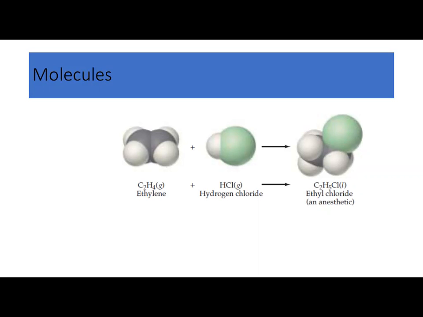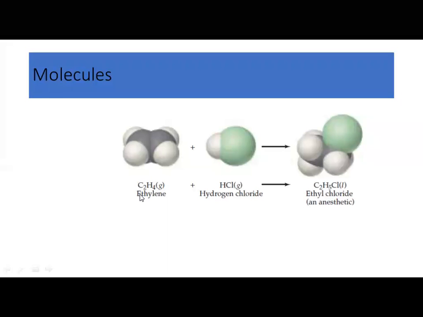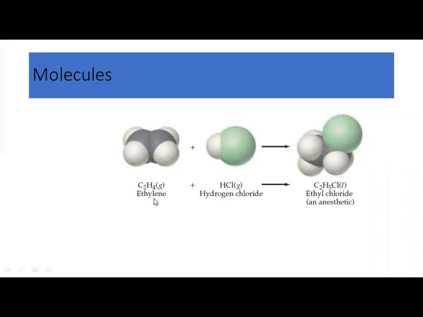Like example written over here, this is the one molecule. The name of this molecule is called the ethylene, and its formula is this: carbon 2, hydrogen 4. And there are two elements, but in two elements there are 2 carbon and 4 hydrogen.